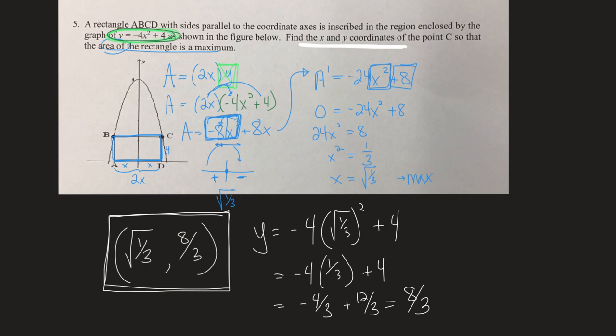Okay, so this is how optimization works. You take your formulas, you write it as one variable, you take the derivative of that, and you figure out when it's a max or a min, depending on whether you want to maximize or minimize.